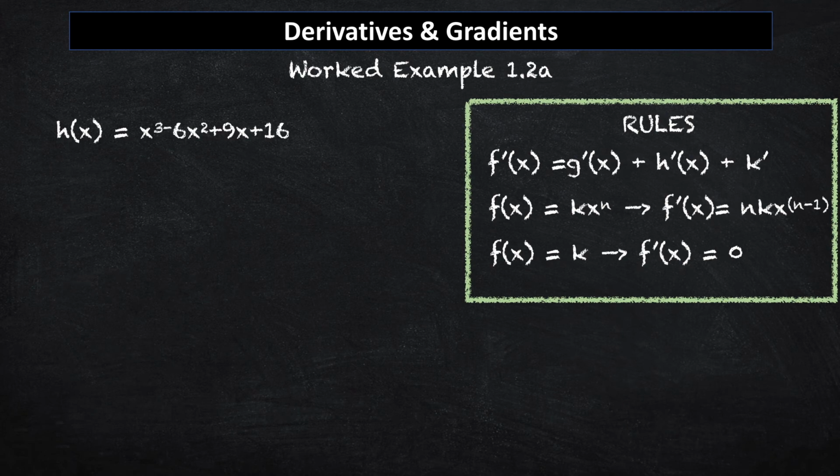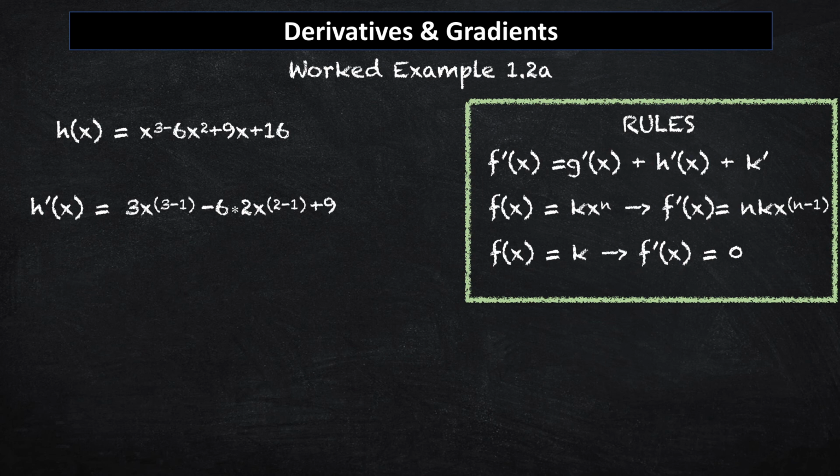We have another example where we have to compute the derivative of this function h, which is x to the power of 3 minus 6x to the power of 2 plus 9x plus 16. Again, we apply the first rule, so we have to compute the derivatives of all the functions that form the function h. So the first term, the derivative of x to the power of 3 is 3x to the power of 3 minus 1. Then we have the derivative of the second term, which is minus 6 multiplied by 2 multiplied by x to the power of 2 minus 1.